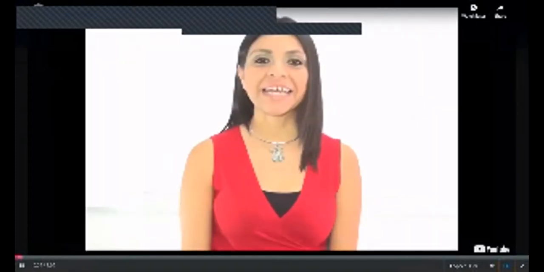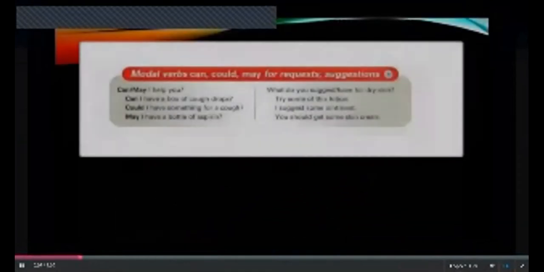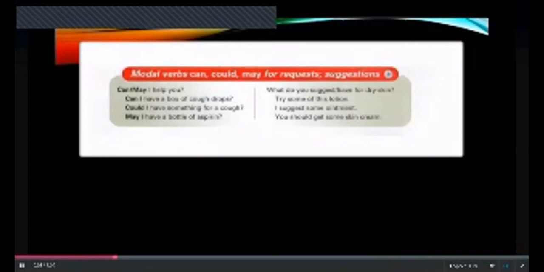Hello everyone. This time we will be introduced to the modal verbs can, could, may for suggestions and requests. Modal verbs can, could, may for requests. Suggestions. Can I help you? May I help you? Can I have a box of cough drops? Could I have something for a cough? May I have a bottle of aspirin? What do you suggest for dry skin? What do you have for dry skin? Try some of this lotion. I suggest some ointment. You should get some skin cream.